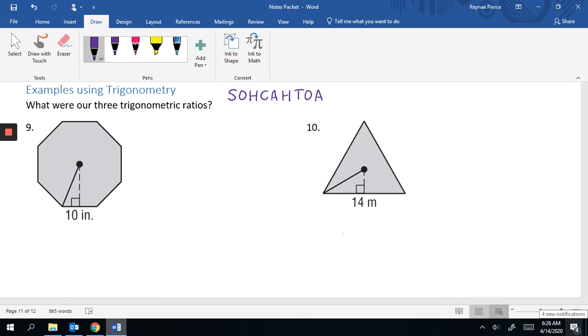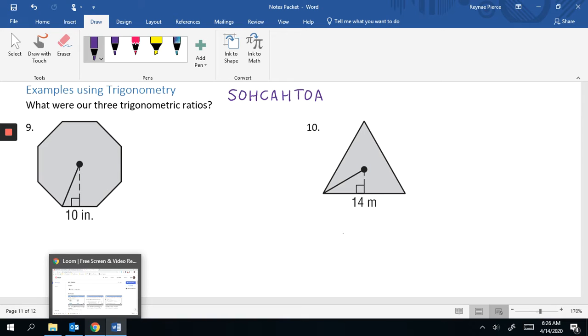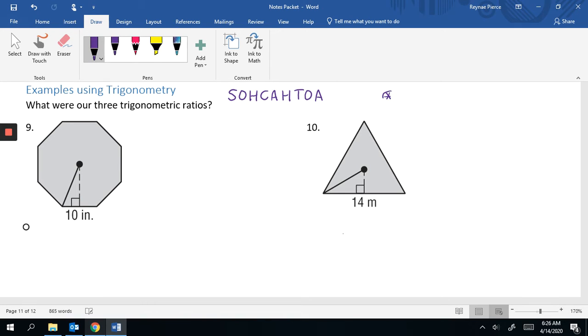There's also a little bit of work that we're going to have to do ahead of time before we use the trig ratio, and that is to find the measure of one interior angle and then cut it in half. I think the best way to explain that would be to just jump into these examples.